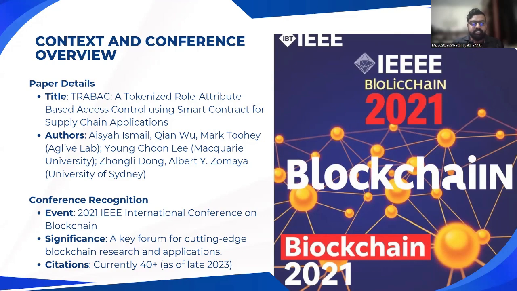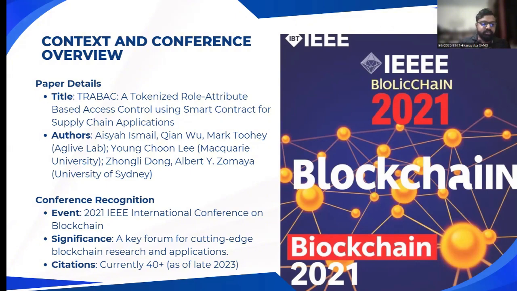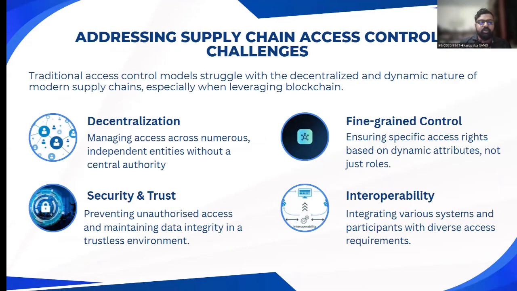The study addresses access control issues within decentralized supply chains, an area where traditional models fall short due to the distributed and trustless nature of blockchain environments. Modern supply chains are becoming increasingly complex, involving multiple parties such as manufacturers, logistics providers, and retailers. Each of these entities may operate on different systems with varying access needs.